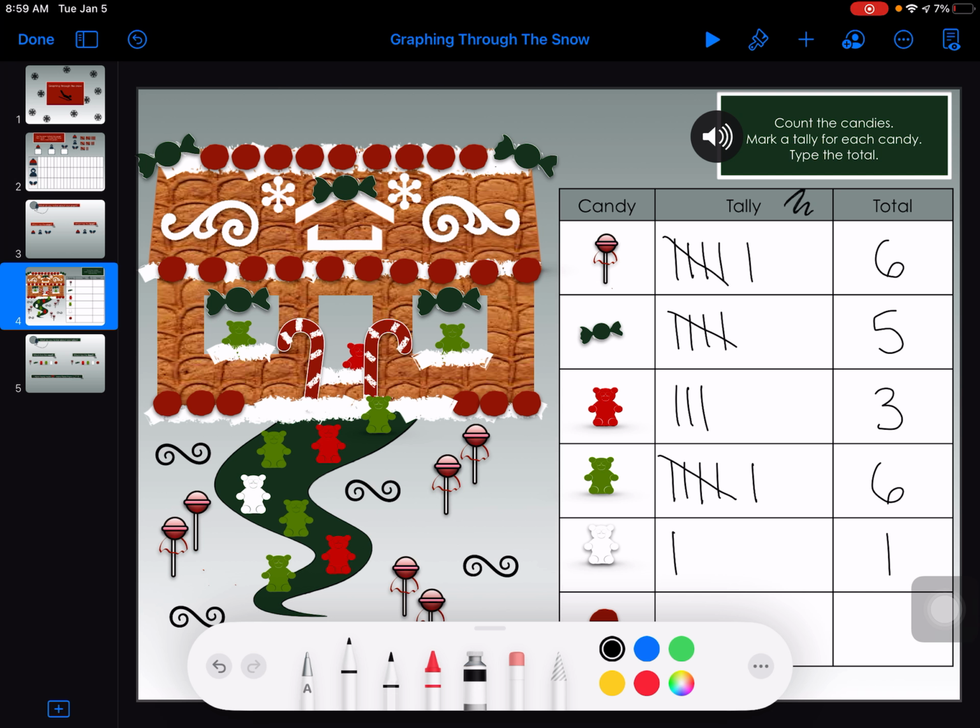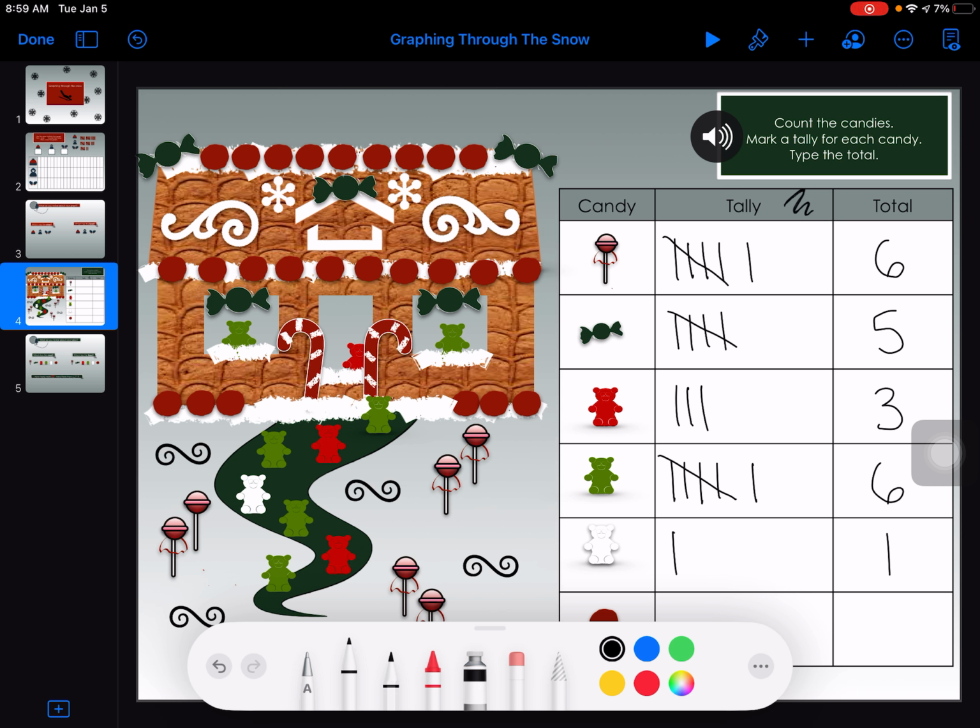Great job. Last one, I want you to pause the video and count how many red gumdrops you see on the gingerbread house. After you count how many red gumdrops you see, I want you to get a piece of paper and draw how many tally marks represent how many gumdrops you see. Remember to use your fifth tally mark every 5 to cross over the previous 4. Press play when you're ready.